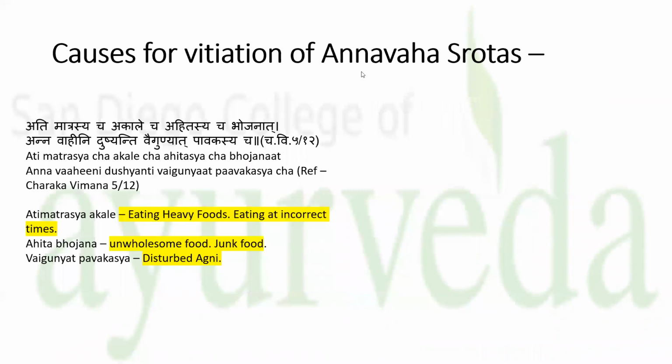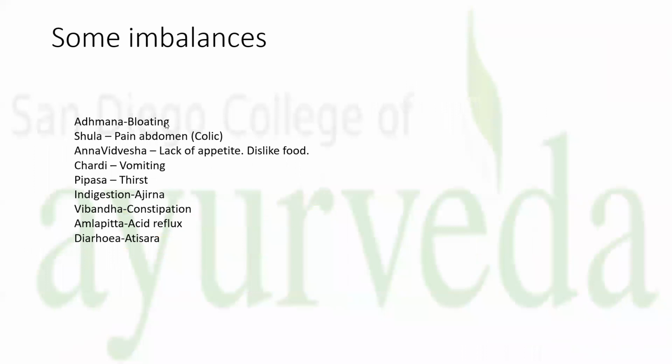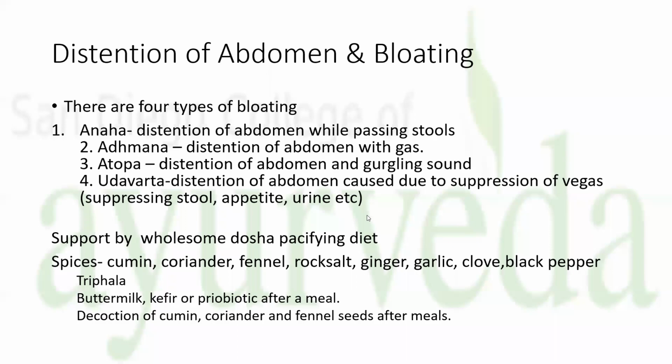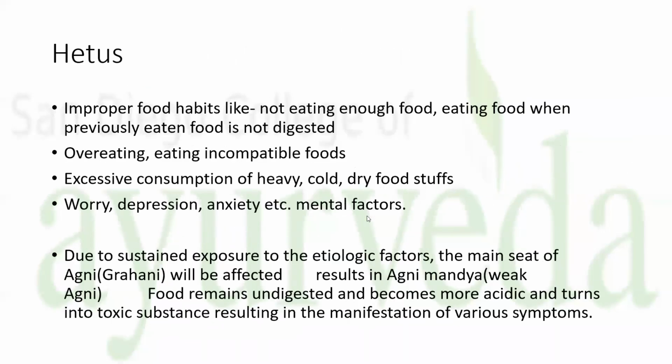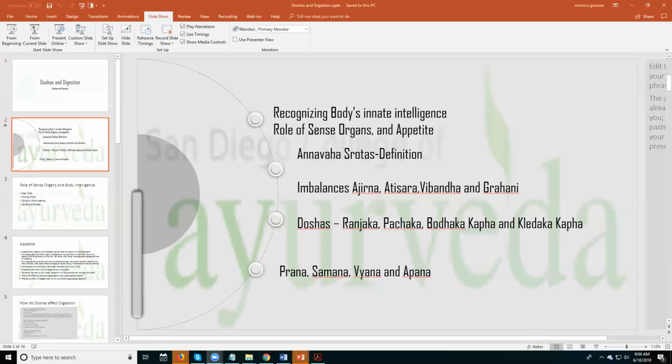The same reason that vitiates Annavaha Shrotas is the same thing that vitiates the Agni: eating heavy foods, unwholesome foods. And we are going to be discussing all of that. Bloating, lack of appetite, thirst, constipation, chardi, vomiting, and nausea. I will discuss that, so you don't have to discuss. We will be discussing this in there. This I'm going to take up in the next class. Okay?